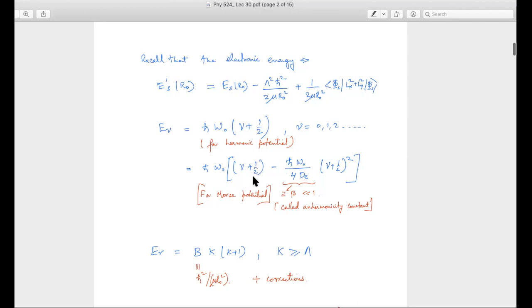So you get this harmonic oscillator term h bar omega naught (nu plus half), plus you get this extra correction which is minus h omega naught by 4 dE. Recall that dE was the dissociation energy from the minimum point of the ESR, and 0 basically, wherever ESR goes to at infinity. So the difference was this dissociation energy. So h omega by 4 dissociation energy times (nu plus half) whole square.